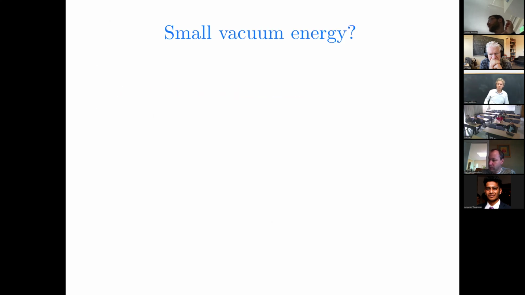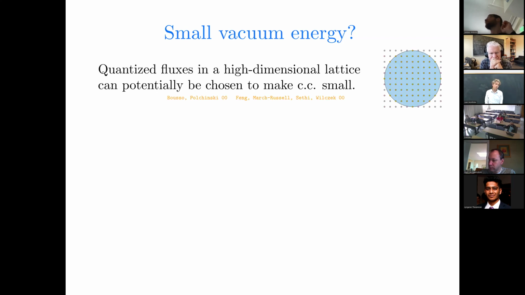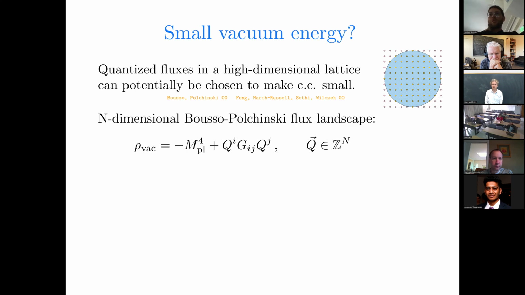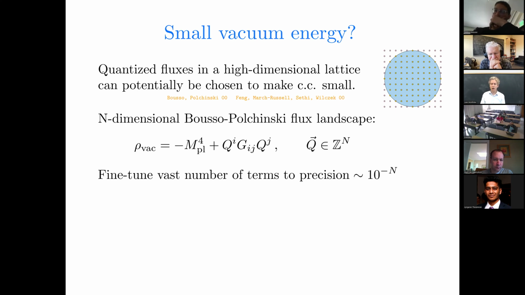OK, small superpotential. Let's think about how to get small vacuum energy in principle. Bousso and Polchinski taught us that you could try to make a small cosmological constant by appropriately choosing quantized fluxes in a high-dimensional lattice. Here I pictured a two-dimensional lattice. The basic idea is that the vacuum energy is, in this toy model, a large bare negative term, minus m Planck to the fourth, say, plus a term that's quadratic in fluxes, those are the vectors q, knit together by some quadratic form, some sort of metric. If you can choose the q's very well, such that their length is just a little bit above m Planck to the fourth, then you'll get a very small positive cosmological constant.